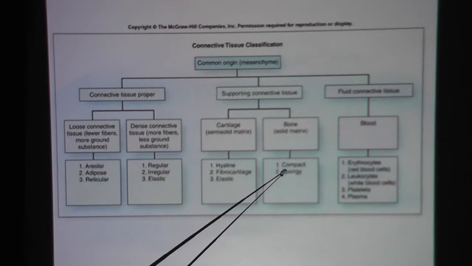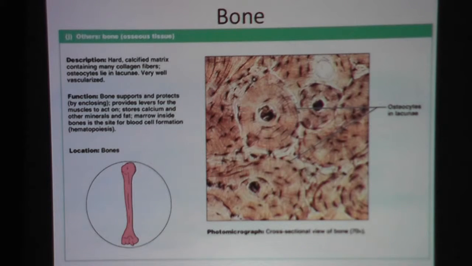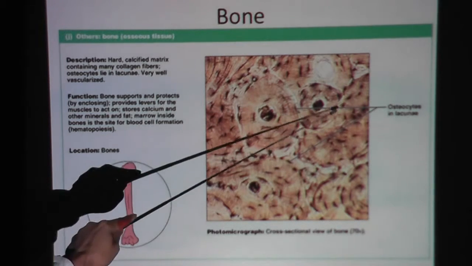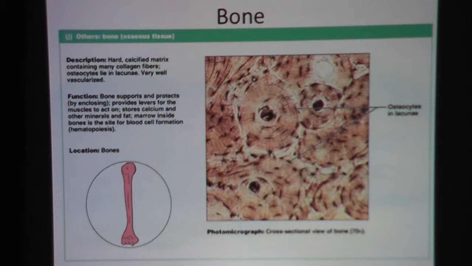And there are 2 kinds of bones you need to be aware of. There's compact bone and spongy bone. So here's an image of a cut surface of a bone. And this is typical of bone underneath a microscope.